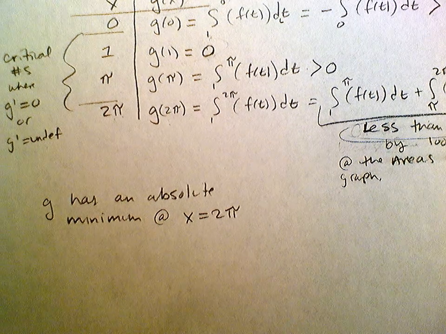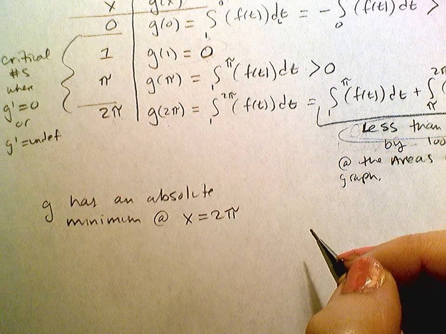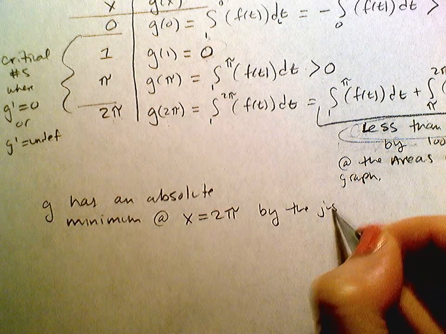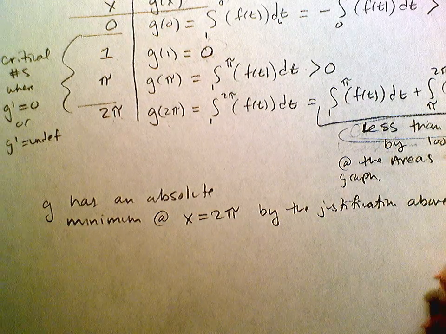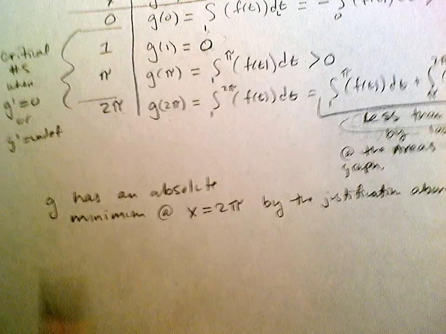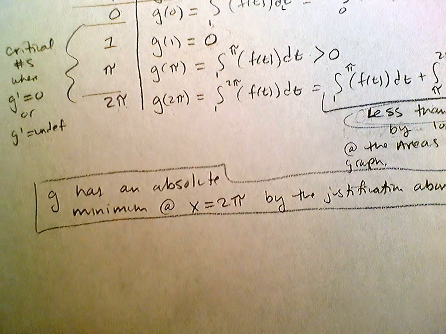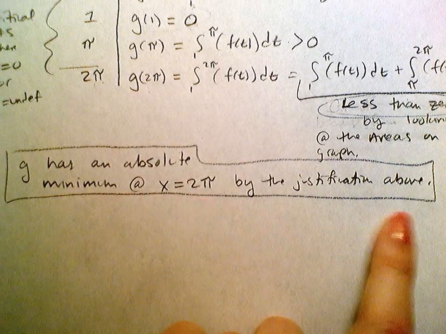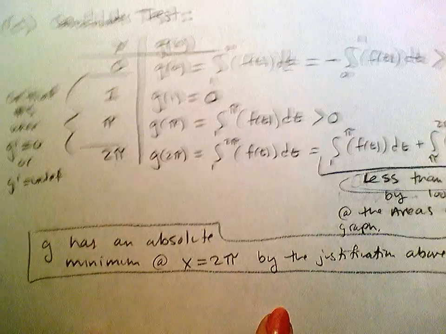And then we could say, by the justification above, because I already kind of laid it all out. So make sure that you tell, I don't know, your paper's going to have a lot of stuff on it, so make sure you tell them where to find stuff. So g has an absolute minimum at this by the justification above. Okay, and then they'll be able to see the candidates test, and so on.